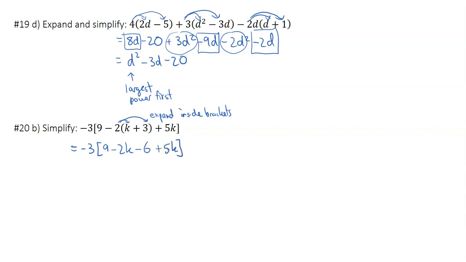Now at this point, you could go negative 3 times each one of these 4 terms, but you can also simplify what's in the brackets, as I'm going to do here. So I'm going to combine the like terms in the brackets. So the 9 minus 6 gives me 3, and the negative 2k plus 5k gives me plus 3k. Now I use the distributive property to finish this off, and I think from here you could probably take it. We get negative 9 minus 9k, so it simplifies quite nicely. So the only reason we have those square brackets is just so that we see those differently than the round brackets, so don't get confused by them.